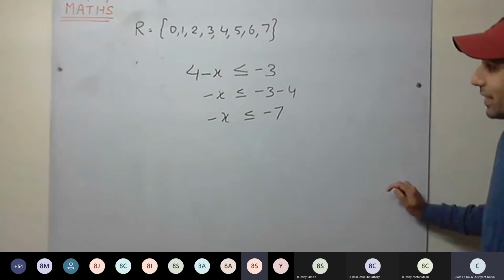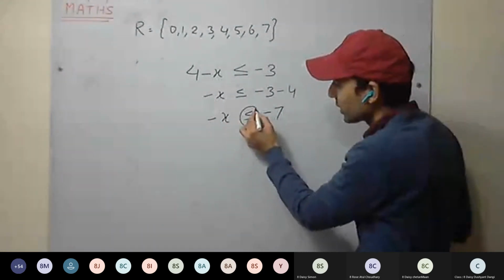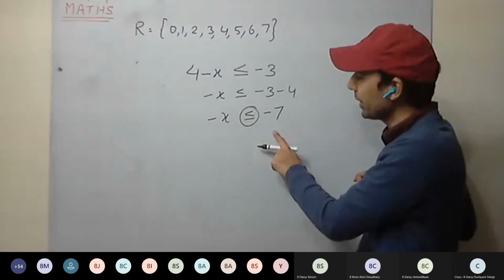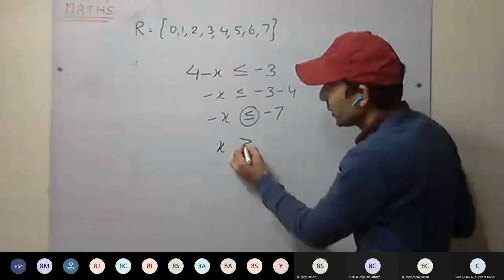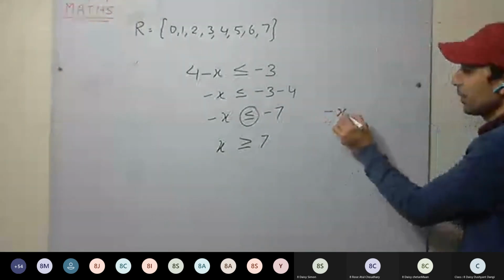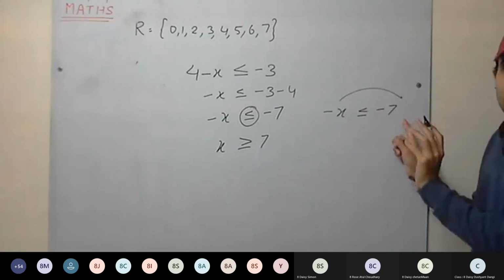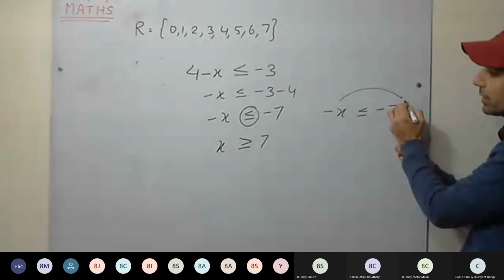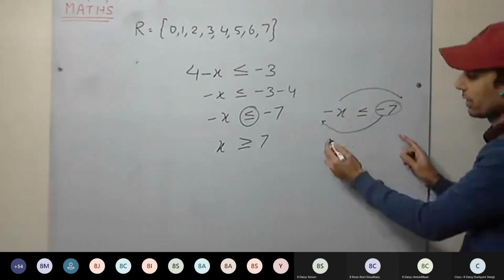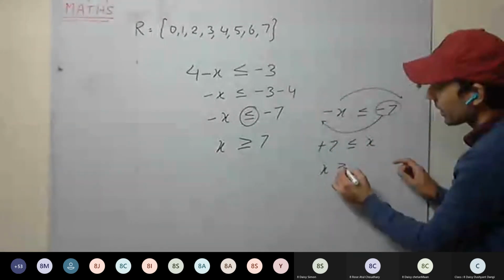We have to cancel the minus signs. Now see here. When we cancel the minus sign, the inequality sign has to be reversed. It means we are multiplying by minus 1 on both sides, and by a negative number the sign will change. So minus x greater than minus 7. Or taking minus x to the right hand side it becomes plus x, and minus 7 to the left hand side it becomes plus 7: 7 less than or equal to x, or x greater than or equal to 7.